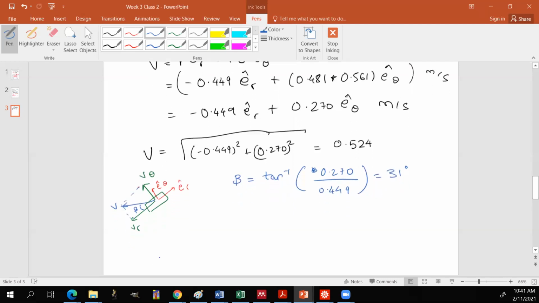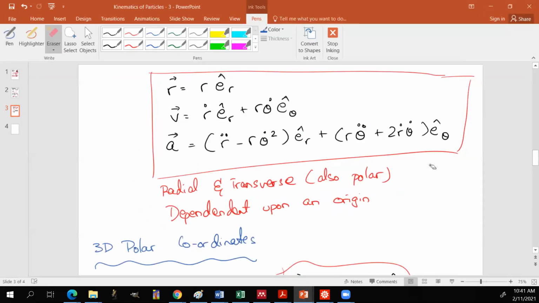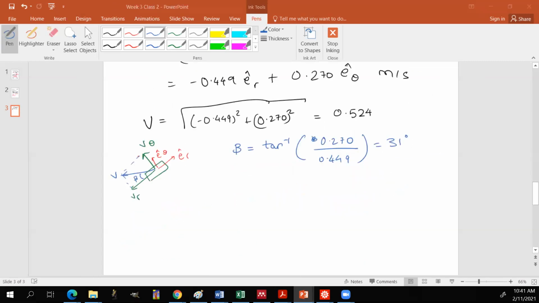All right, and similarly, we go back to our acceleration. You have this big mess over here. So the acceleration is equal to r double dot minus r theta dot squared times e_r, plus r theta double dot plus 2 r dot theta dot times e_theta.